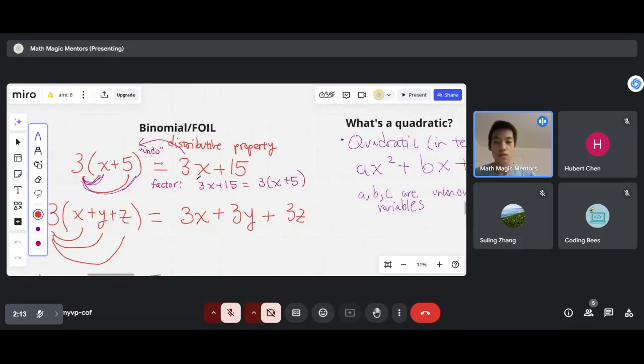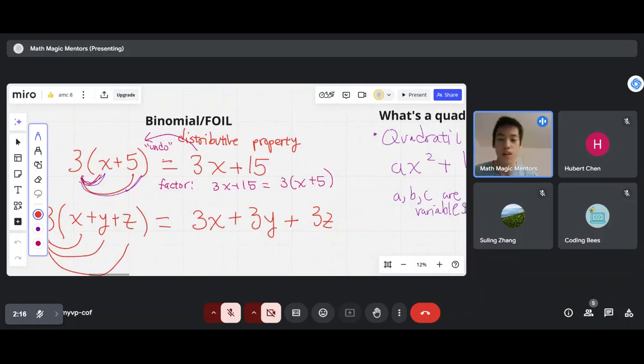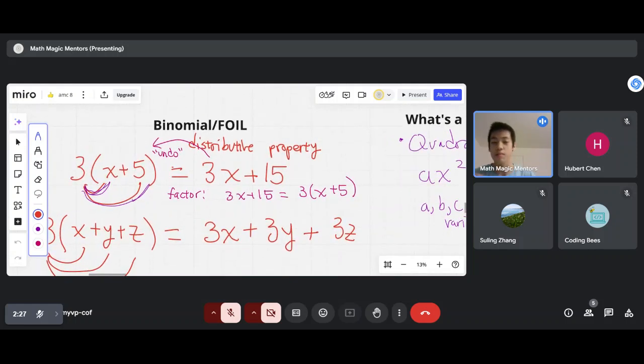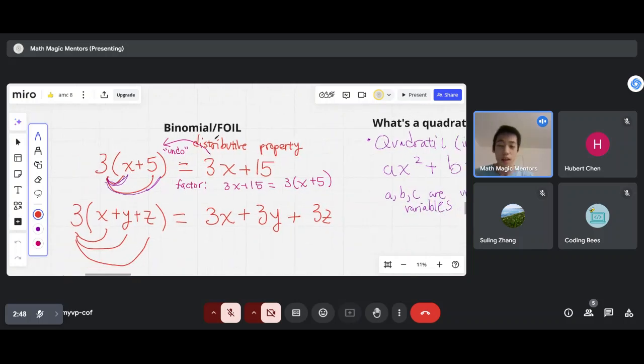And so we also introduced the notion of factoring an expression, which is basically writing an expression in terms of a product of 2 or more expressions. So basically, if we claim that 3 times the whole quantity x plus 5 is true, then we can say equivalently that 3x plus 15 can be factored into the expression 3 times x plus 5. And so we can say that we're factoring 3x plus 15 to become 3 times x plus 5.